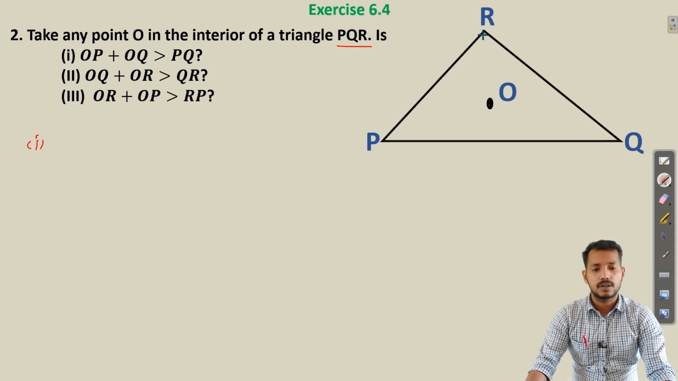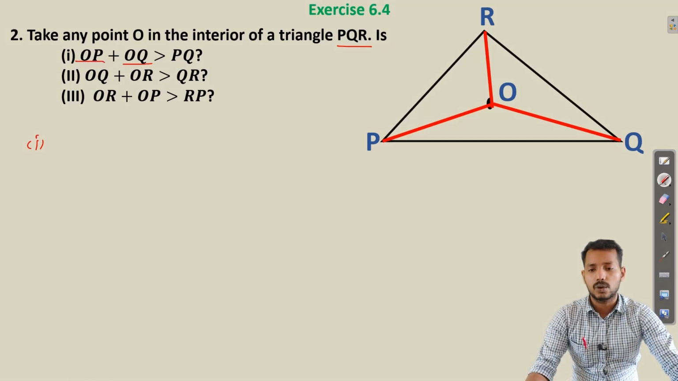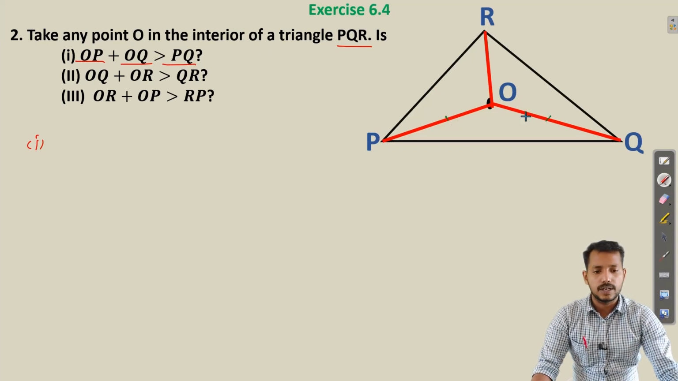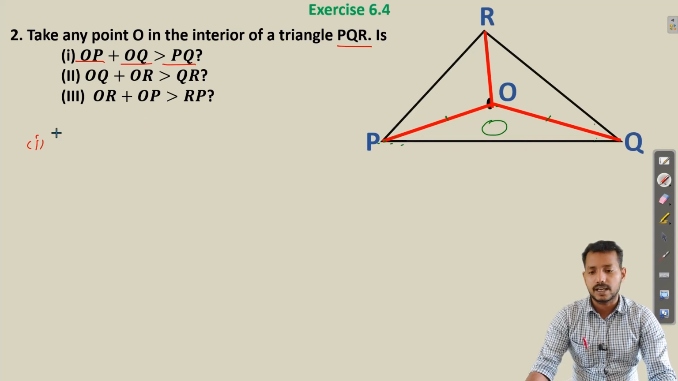OP plus OQ. That means these points should be joined. Let's join that one first. Okay, now it is joined. Now see here, the question is, is OP plus OQ greater than PQ? Yes or no? Yes. Because OP, OQ and PQ are the sides of the triangle POQ. Clear? So we can say that yes.